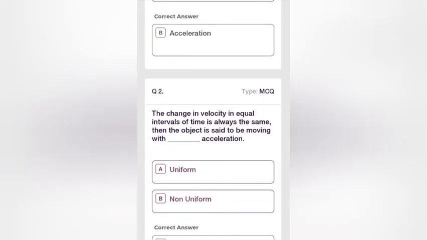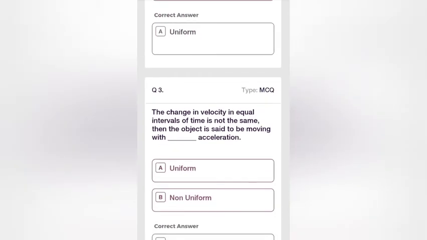The change in velocity in equal intervals of time is always the same. Then the object is said to be moving with dash acceleration. Equal intervals of time with equal change in velocity, so that is said to be uniform acceleration. Option A is the correct answer.